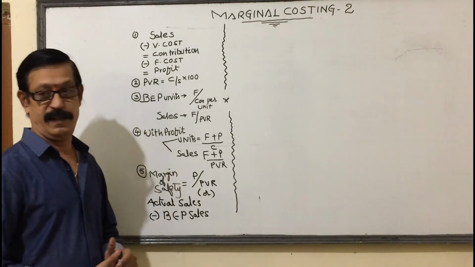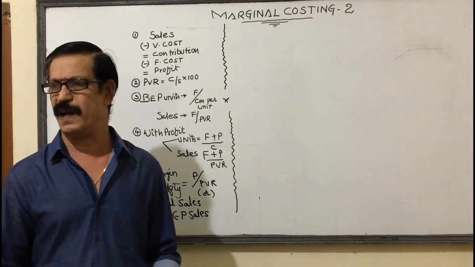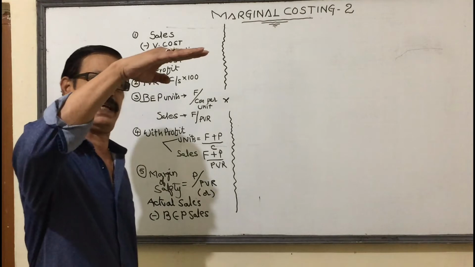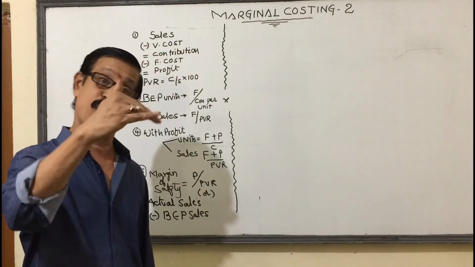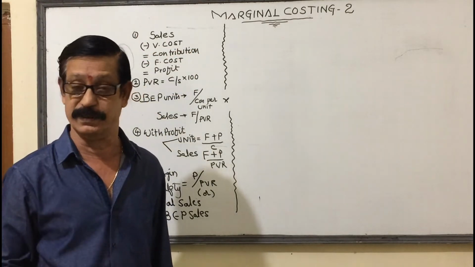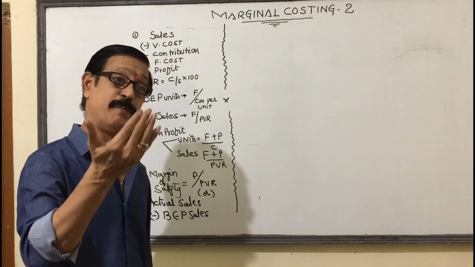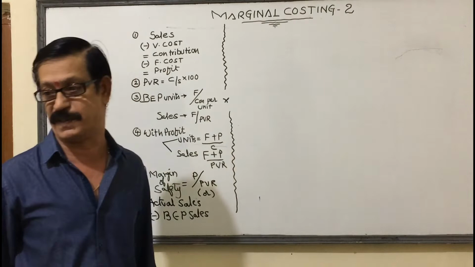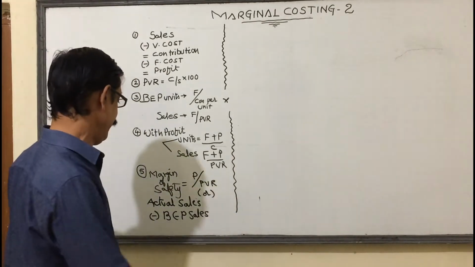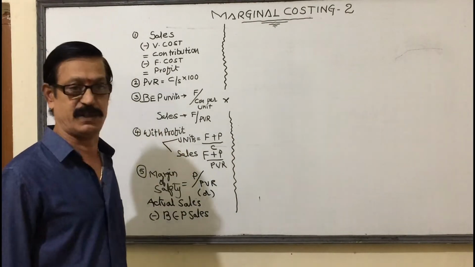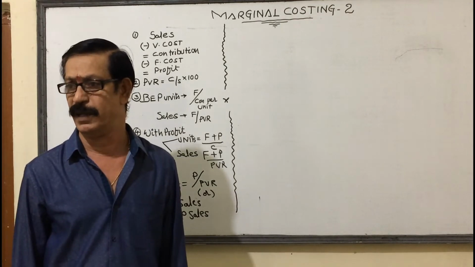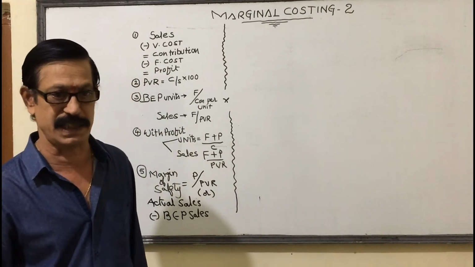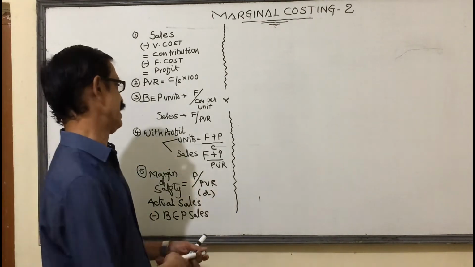Last and final, margin of safety. Margin of safety is nothing but the portion in which profit is available. Up to break even point, no profit is there. More than break even only you have the profit. That means more than break even, how much excess is there? That excess portion is called margin of safety. Margin of safety is equal to profit by PVR or actual sales minus break even sales.